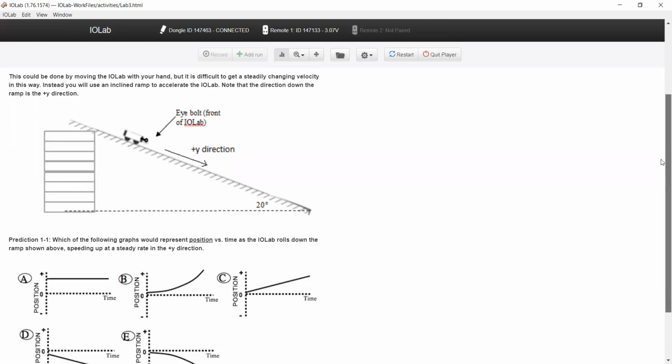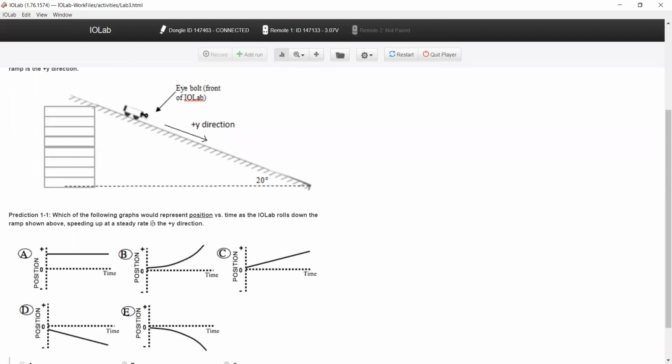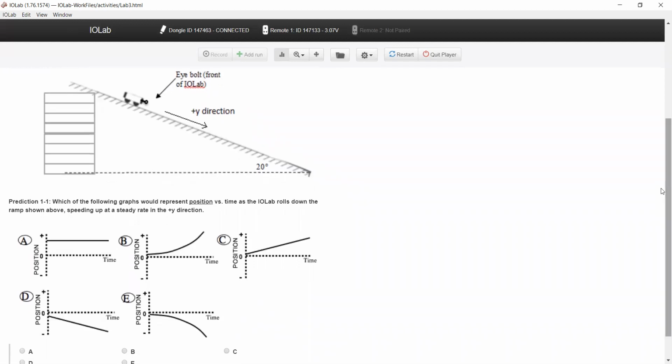So we are speeding up. Now we have to make a prediction: which of the following graphs would represent position versus time as the IOLab rolls down the ramp, speeding up at a steady rate. We have already done that when we move in the positive direction, if the speed was steady, if the speed was constant, there will be a line with positive slope. Now in this case the speed is not steady, so it is going to increase. So based on that we have to make a prediction.